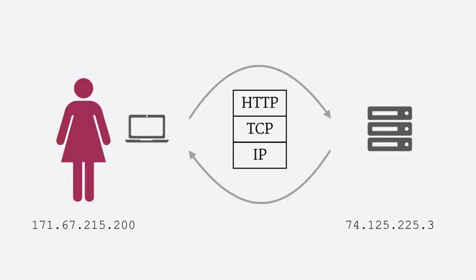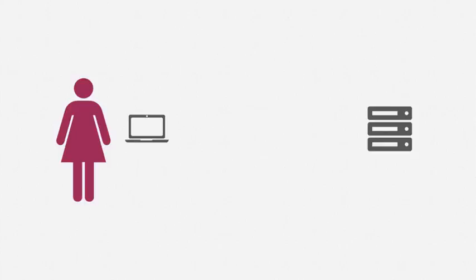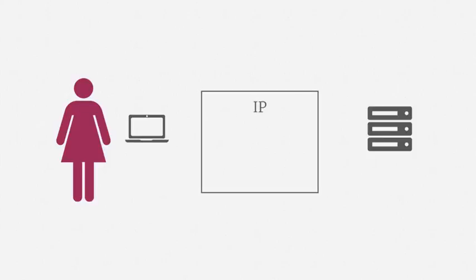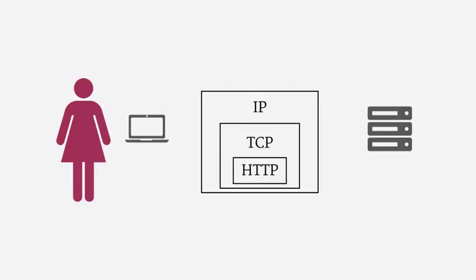Finally, below IP, there are some other protocols for moving data on more local networks. Another way of visualizing the layers is as a set of wrappers, like layers of an onion. The outermost layer, IP, moves data between Alice's laptop and the web server. Nestled in the IP traffic is TCP traffic, and nestled in that is the HTTP traffic.